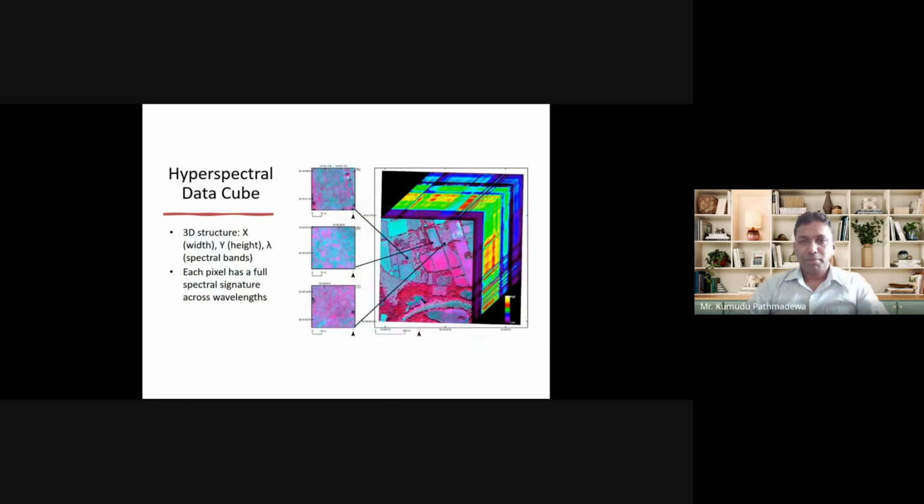So hyperspectral data is organized into what we call a data cube. It has 3 dimensions: x, y for the spatial dimensions, and the third dimension, lambda, for wavelength. Each pixel contains a full spectral signature across wavelengths, enabling precise material identification.